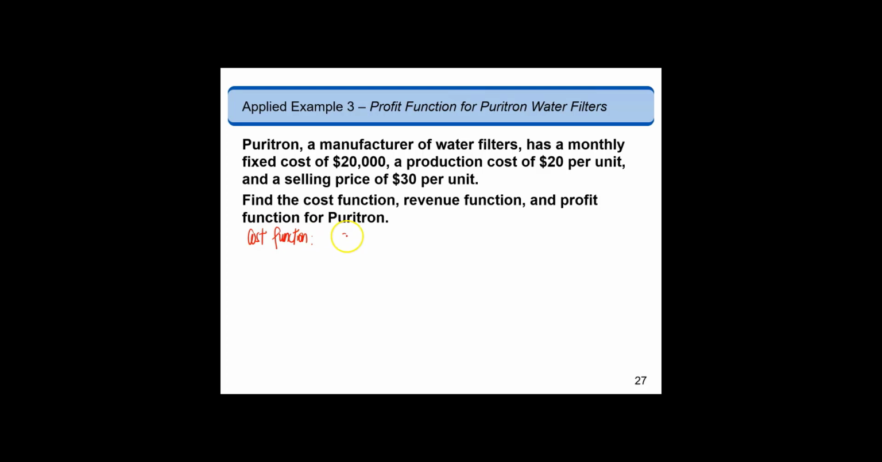Cost function, we're using C of X equal variable cost, which is $20 per unit times X units produced. So that's assuming X represents units of water filters produced and sold. So assuming all units produced are sold at the same time. So the cost function equals variable cost $20 per unit times X units produced and sold, adding a fixed cost $20,000. Okay, so that's the cost function.